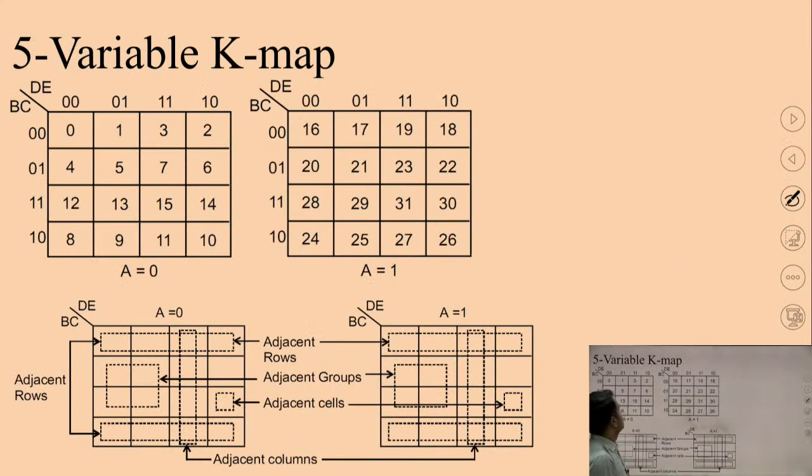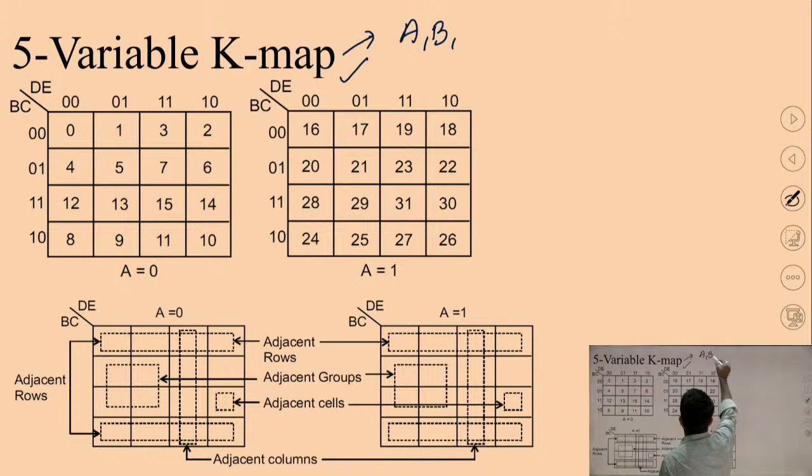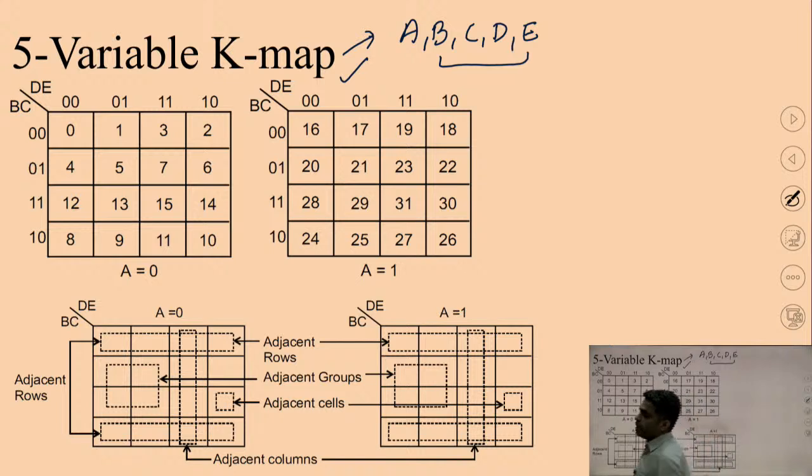Okay. So 5 variable KMAP, the last topic for today's lecture. This is 5 variable KMAP. You can check that 5 variables, that means the variables are A, B, C, D and E. So instead of making a 2 raised to power 5, 32 cell KMAP, I am making 2 KMAPs of 16 cells each. And the BCD part will be common to them. So BCD here and BCD here. So these are similar types of KMAPs.